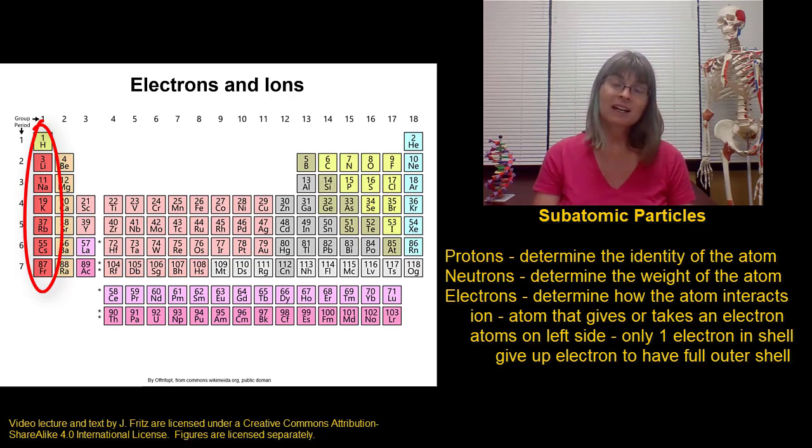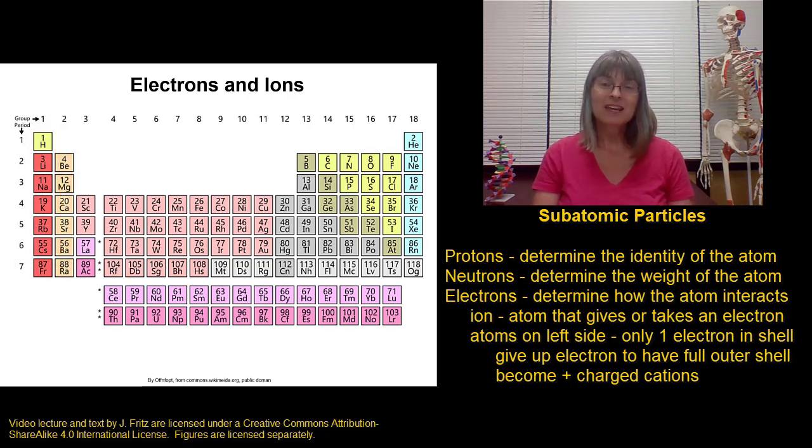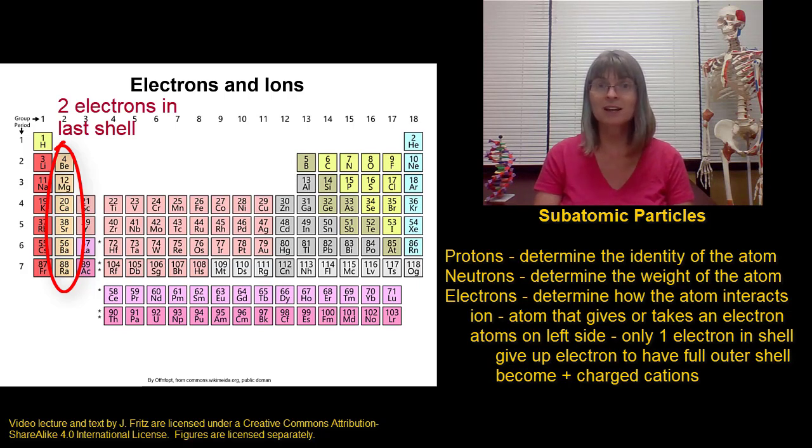So these atoms on this side of the periodic table will tend to give away an electron, and that will give them a positive charge. You can think of it as giving is a positive thing to do. Positive ions are called cations. Many of the atoms here in the second group of the periodic table are also likely to become cations, and that's because they only have 2 electrons in their outer shell, and sometimes it's easy to give away those 2 electrons in order to be more stable and have a full outer shell. So they also can form cations.